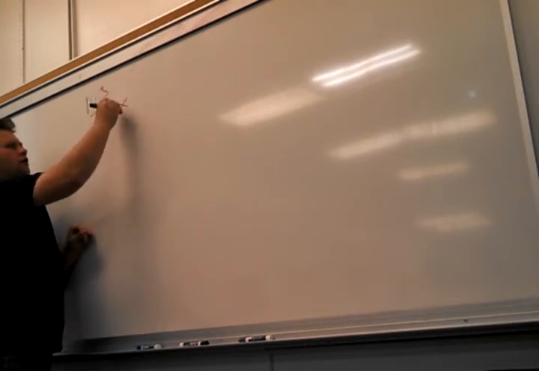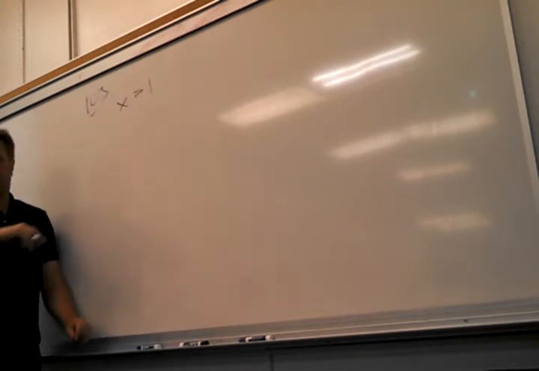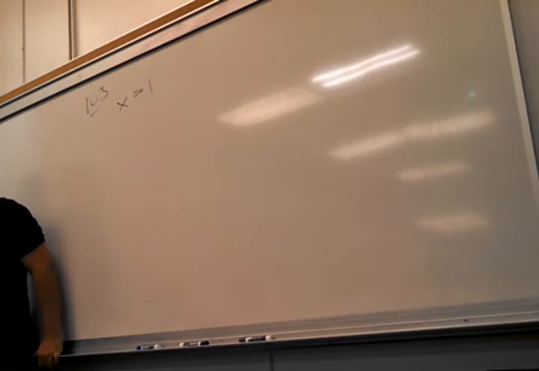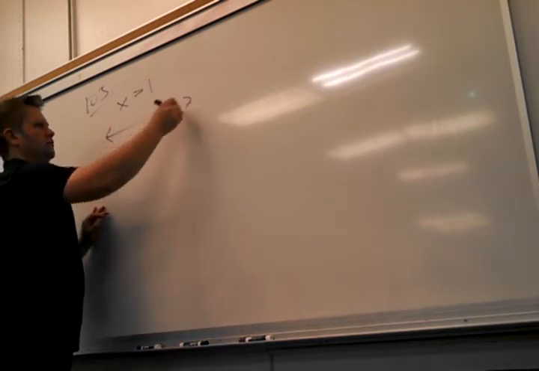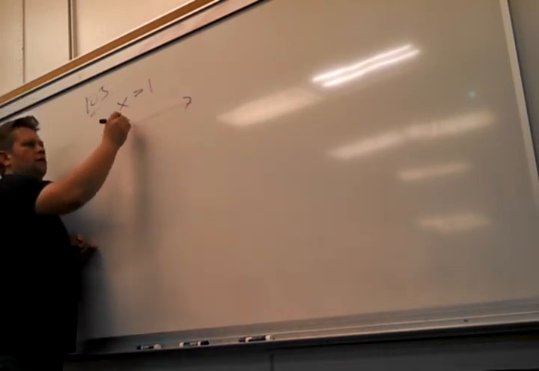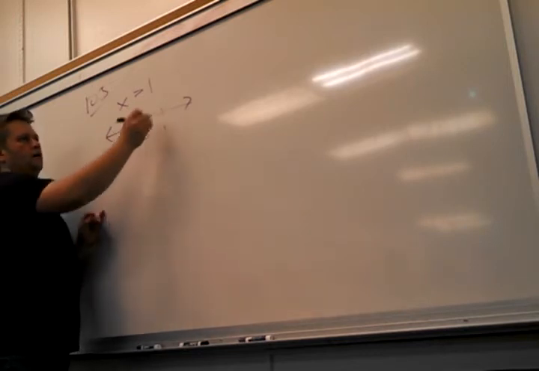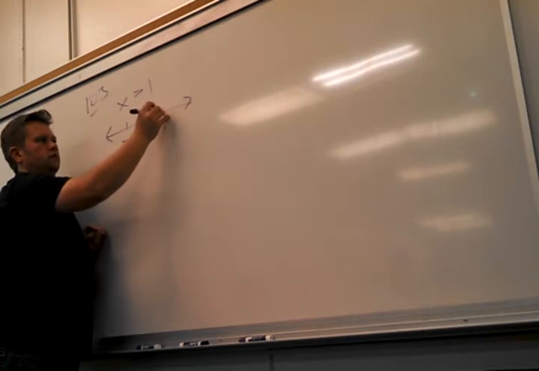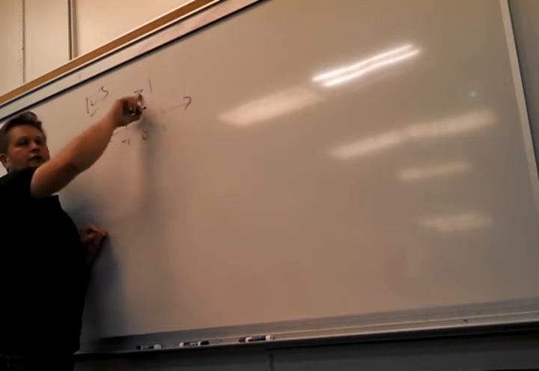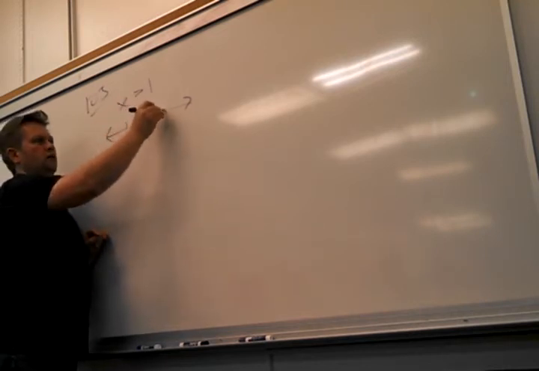So remind me, real quick, how would I graph x is greater than 1 on a number line? Put a 1. Point, circle. What kind of circle? Not a full circle. Is it allowed to equal 1? No, so it's got to be open.